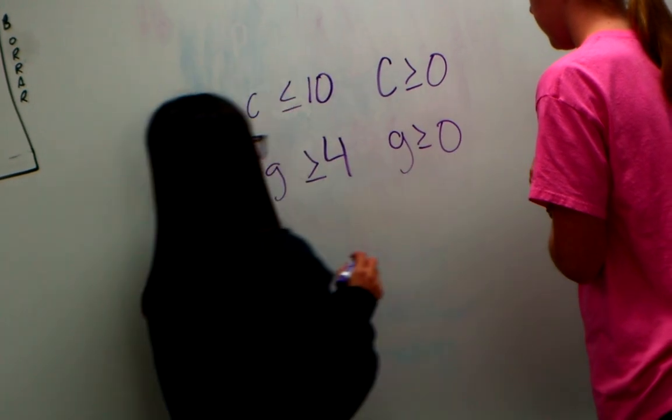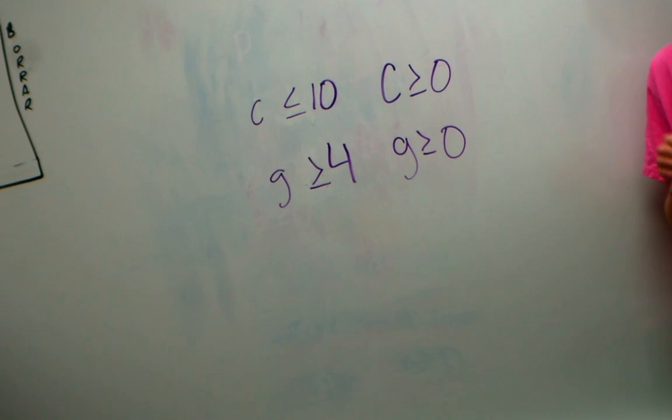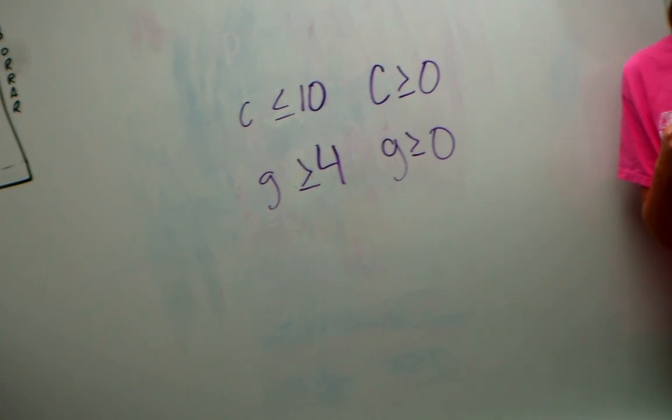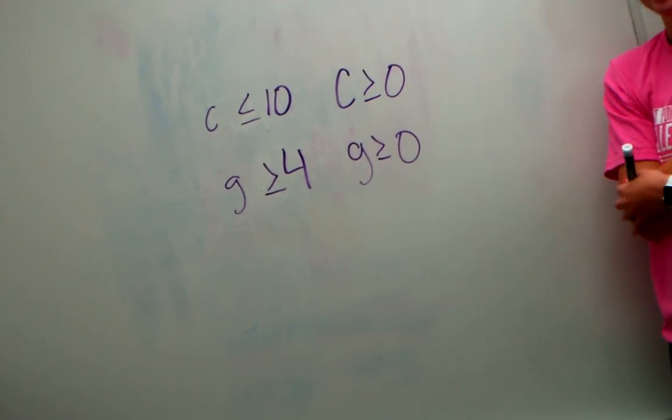Okay, so here we go. There are inequalities so far. C is less than or equal to 10. G is greater than or equal to 4. C is greater than or equal to 0. G is greater than or equal to 0. There are our four inequalities we have so far. Those are constraints.